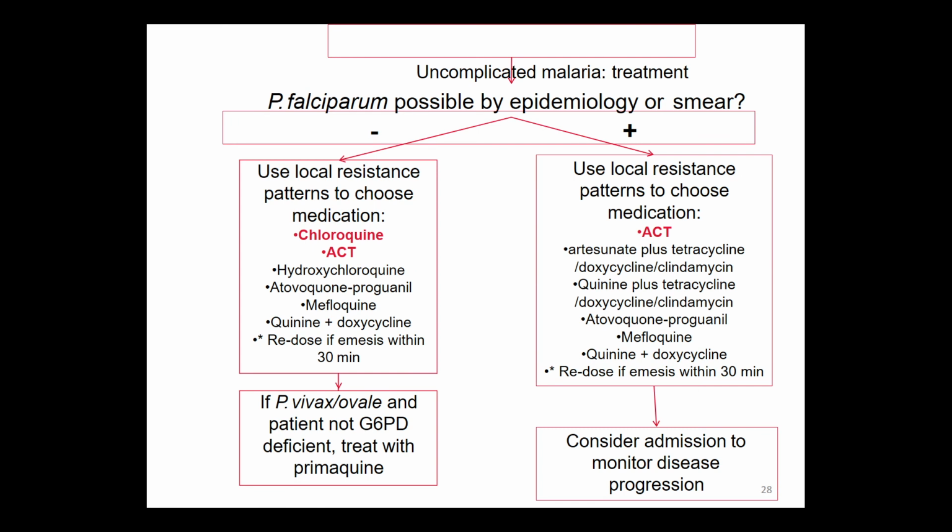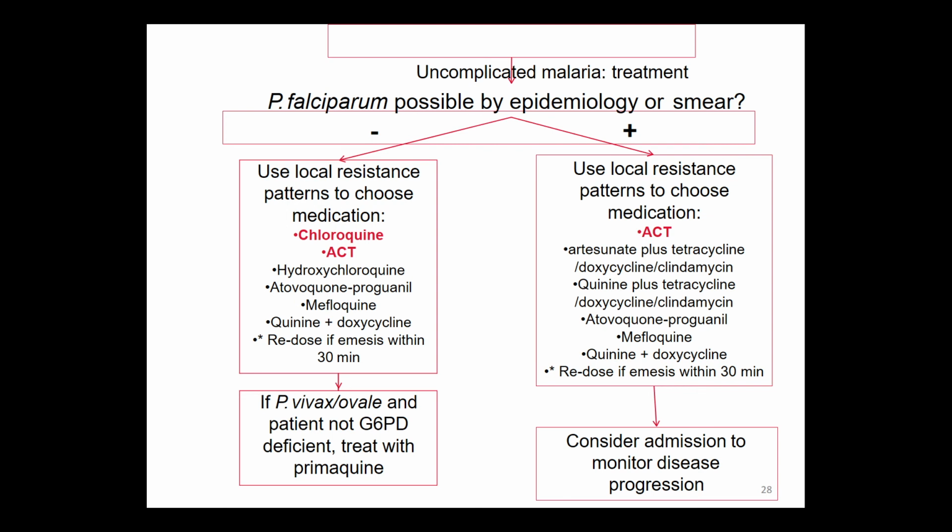Uncomplicated malaria treatment. Again, if possible, by epidemiology or PCR, understand whether it is falciparum or not. If it's positive and possible, use local resistance patterns to choose medication. It may be ACT, or artesunate plus tetracycline, doxycycline, clindamycin; quinine plus tetracycline, doxycycline, clindamycin; atovaquone plus proguanil; mefloquine; quinine, doxycycline. Redose if emesis within 30 minutes.